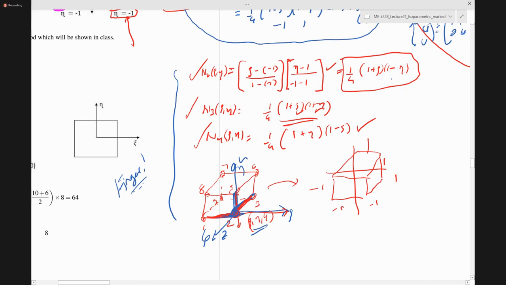Sounds good, guys? At least in principle, I'm not telling you to be an expert. In principle, do you understand the concept of generating interpolation functions for isoparametric formulation? That's all I care about. Yeah, sounds good.